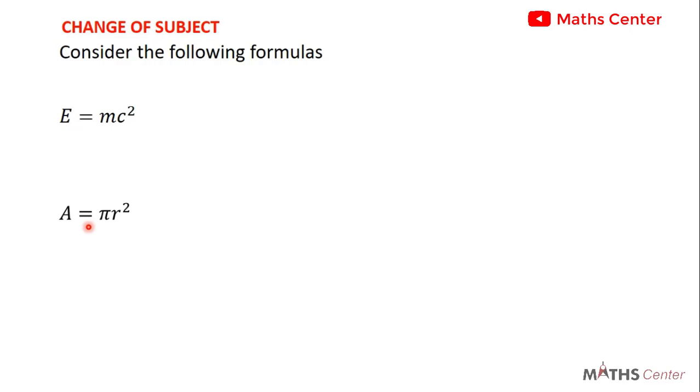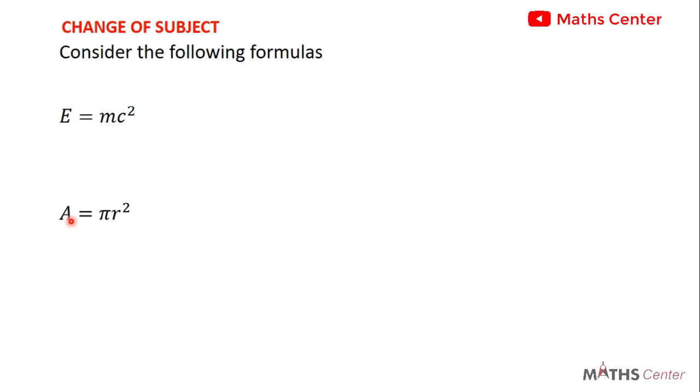In the second equation, we can see that A is on the left hand side alone with no variable attached to it. But on the right hand side, r squared has pi attached to it. Now, because A is on the left hand side alone with no variable attached to it, A is said to be the subject of the equation.